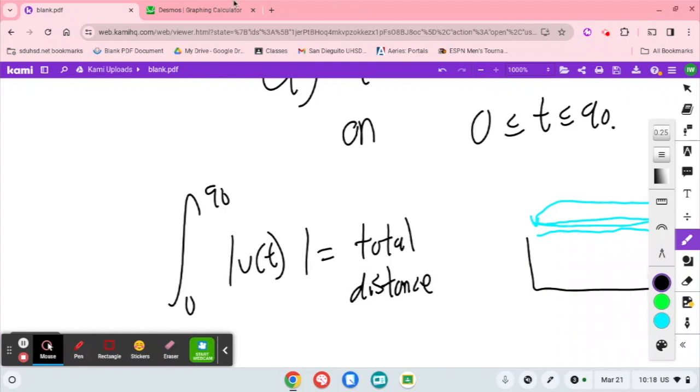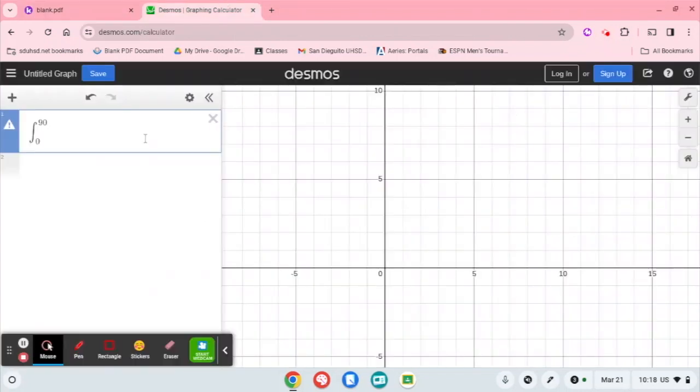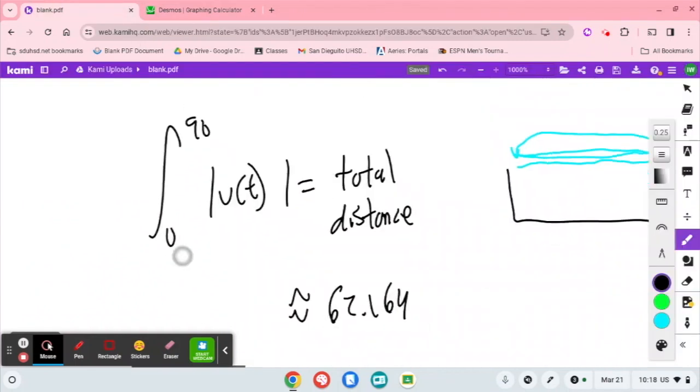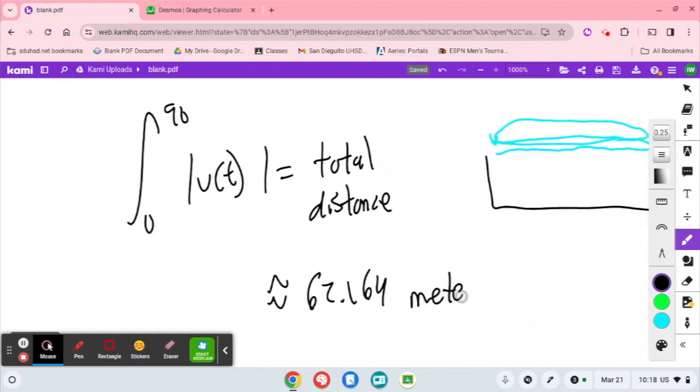So we can plug that into our calculator. Same thing as the last question, just press the math button and then 9 and then put in your bounds and then make sure to do absolute value. If we put that in, and we put the absolute value bars and then make sure to derive in terms of x, we're going to get, which is approximately equal to 62.164 meters. So in the context, he's traveled about 62.164 meters in those first 90 seconds.